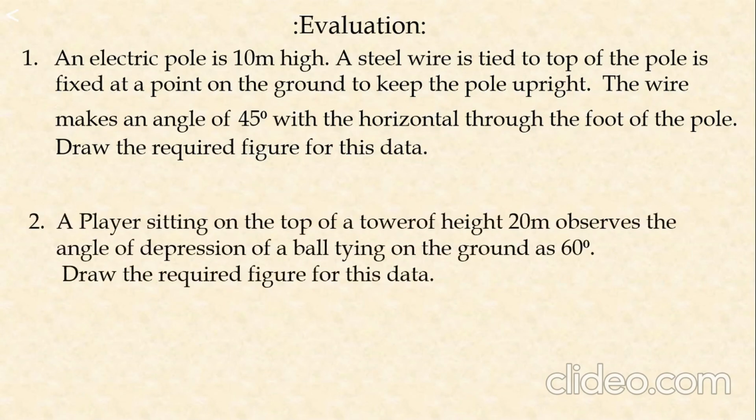And the second problem: a player sitting on the top of a tower of height 20 meters observes the angle of depression of a ball lying on the ground as 60 degrees. Draw the required figure for this data. The same way you did in the first problem, read the problem once again, then go for the drawing. A player is sitting on the top of the tower of height 20 meters. So the height of the tower is given, that is 20 meters.